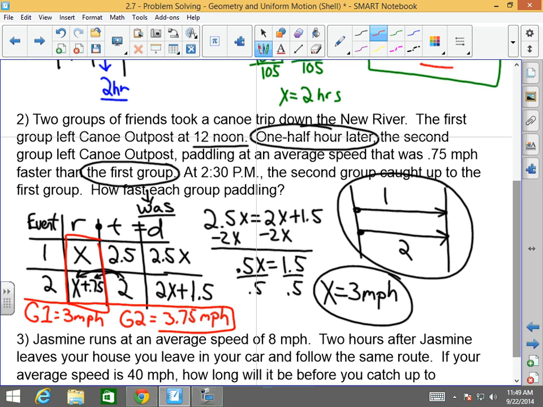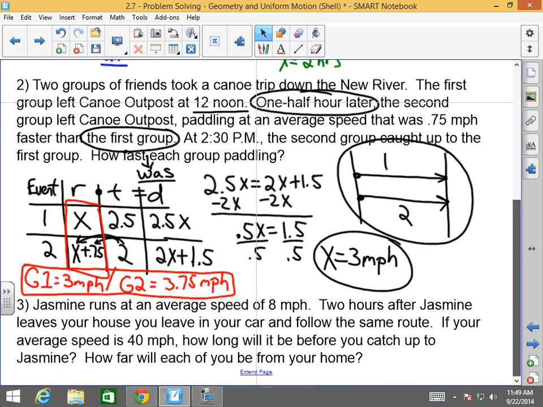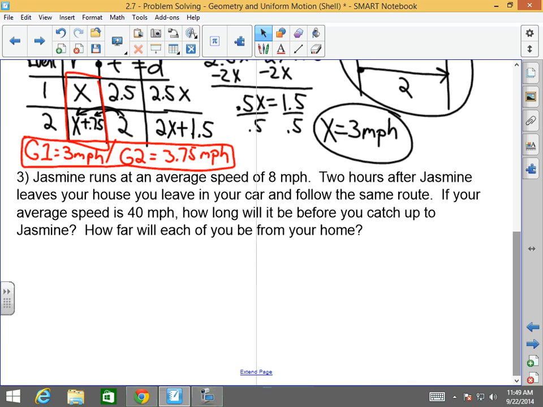And bam, you got it. All set. The table is the key here, gentlemen. The table is the key. Let's do another one. Number 3.